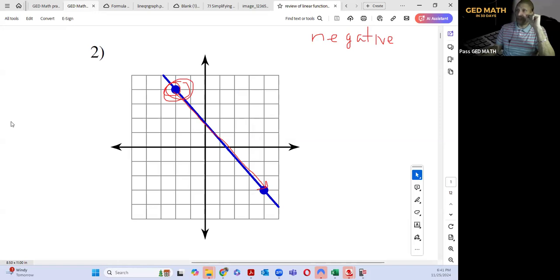The next thing I want to show you is how to find the slope of this problem. Again, this is a graph. They are giving you 2 points.